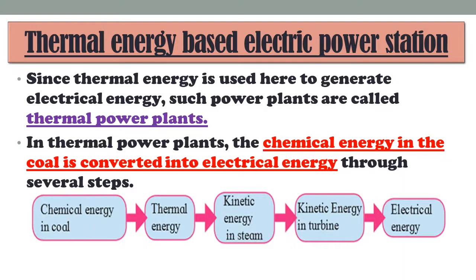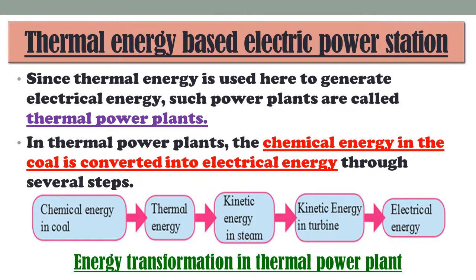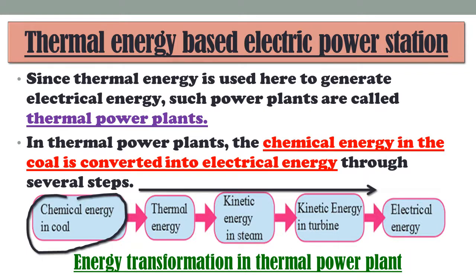So here the energy transformation in a thermal power plant has been shown, in which first is the chemical energy in coal. Then that chemical energy is converted into thermal energy, and thermal energy into kinetic energy in steam. Now what is kinetic energy? It is the energy possessed due to the motion of an object. And that kinetic energy in the turbine produces electrical energy. So this is how energy is transformed from one form to another to generate electrical energy.